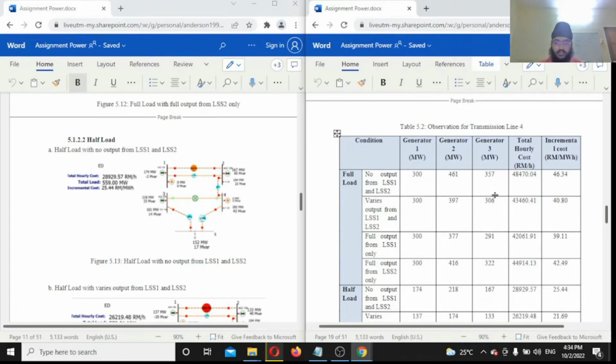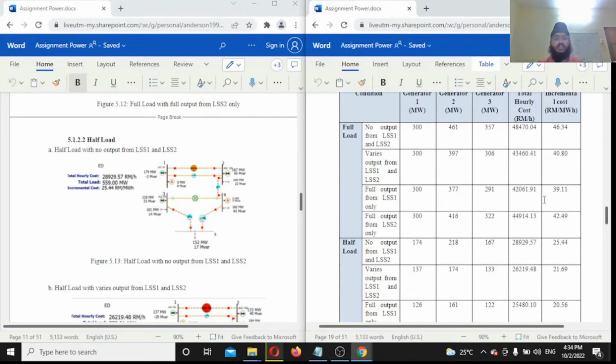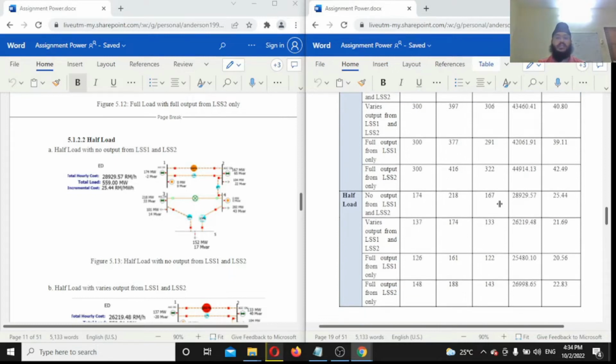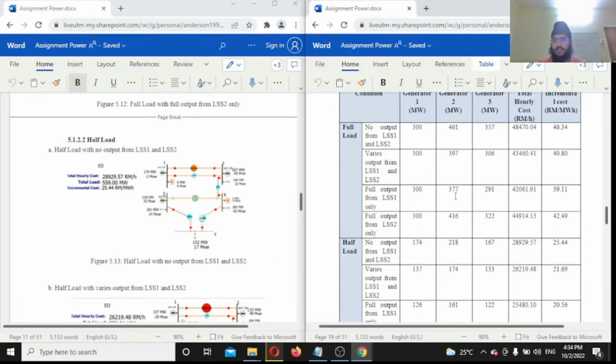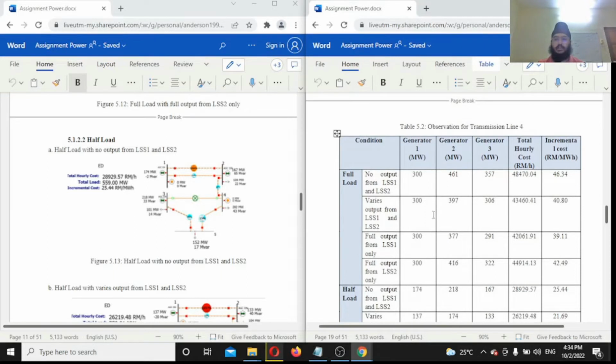Now, as I stated before, the same situation applies with regards to the lowest incremental costs, coming when there's only full output from LSS1, at about 39.11 for full load as well as 20.56 for the half load. And of course, the highest incremental cost comes with the highest total hourly cost, in both cases where there's only power generation coming from the generators instead of the solar farms.